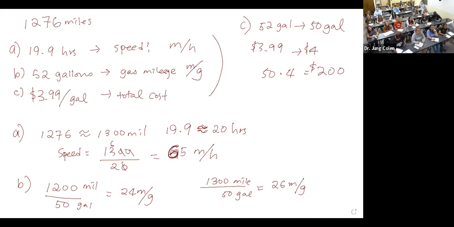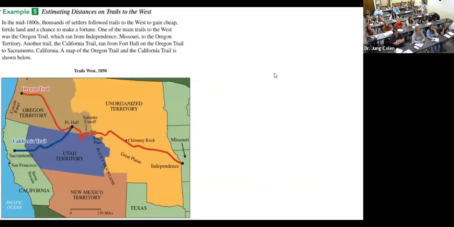I wouldn't do it differently, because $3.99 is very close to 4, and 52 is very close to 50. Since we rounded this up and that down, we kind of compensated for each other. One goes up, one goes down. So I think that's very close to the actual answer. Very good. Any comments? No? Okay. Nice. Here's one more example for estimating.